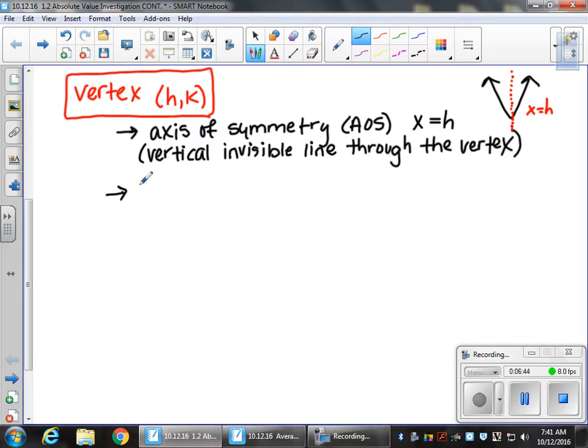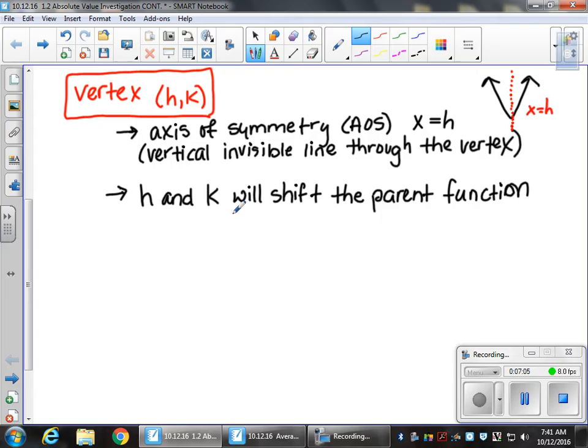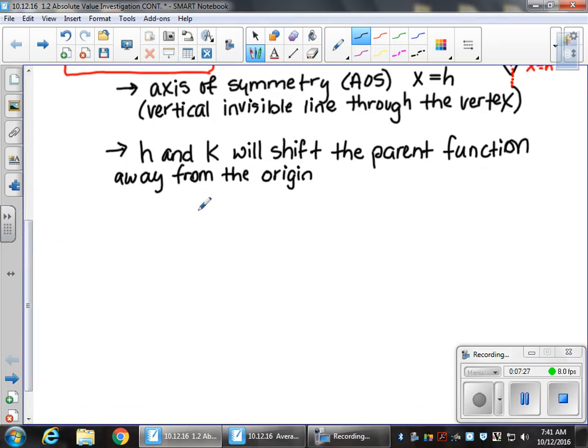This is the most important piece of information we get from h and k. H and k will shift the parent function away from the origin. H and k will shift the parent function away from the origin. H causes a horizontal shift.